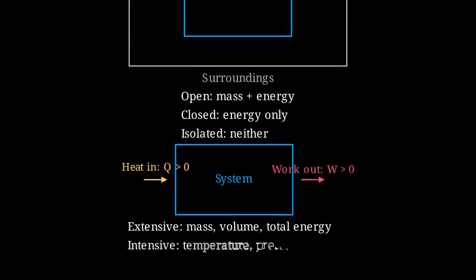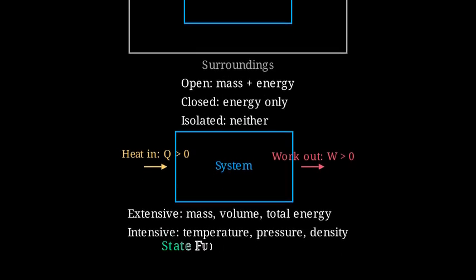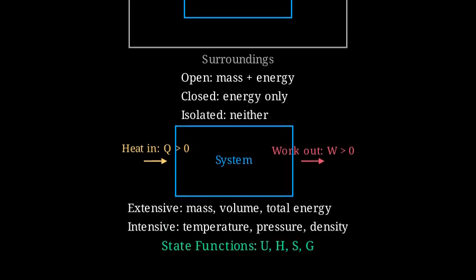Properties can be extensive or intensive. Extensive properties depend on the amount of substance, like mass, volume, or total energy. Intensive properties do not, like temperature, pressure, and density. A state function depends only on the current state, not the path. Internal energy, enthalpy, entropy, and Gibbs energy are all state functions.